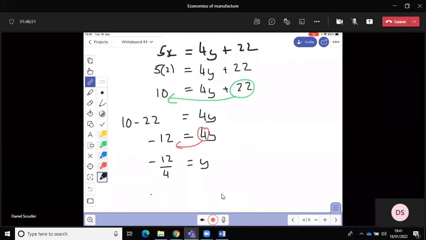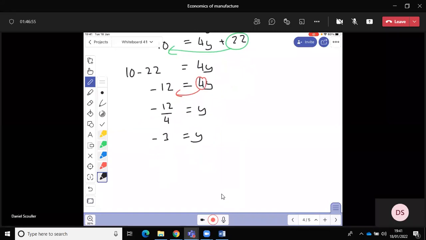And that just gives us minus 3. Remember that equal sign just means left hand side equals the right hand side. So I can write that out like that, or y equals -3. Because you do 10 minus 22 equals 4y, I just switched it down to 4y equals 10 minus 22, which is y equals -12 over 4, which is y equals -3. So would that be right as well?